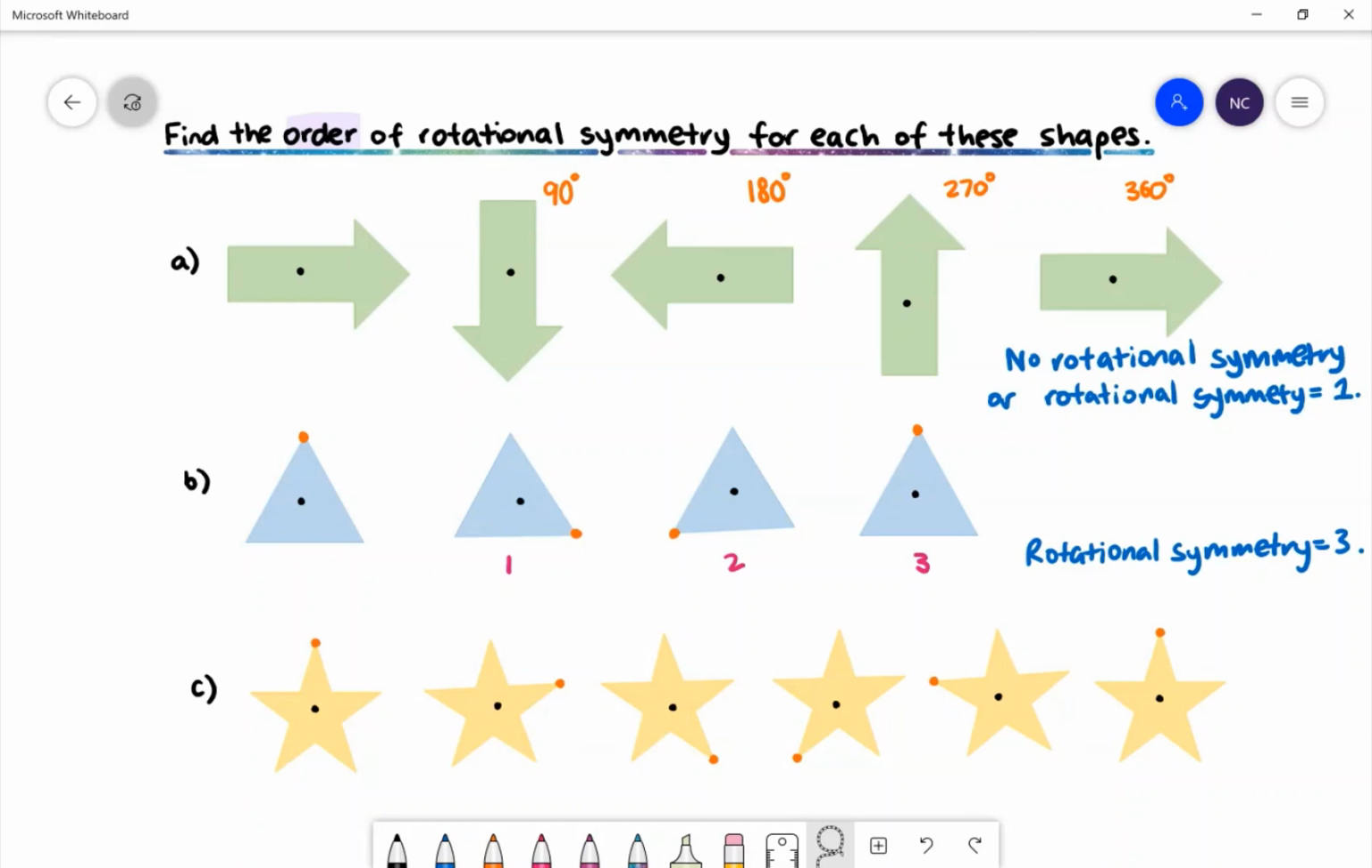We count the last position because the shape will always return to the last position once we have rotated all the way through to 360 degrees. Let's count how many positions we have. Therefore, the order of rotational symmetry is 5.